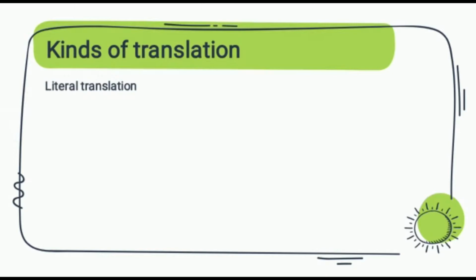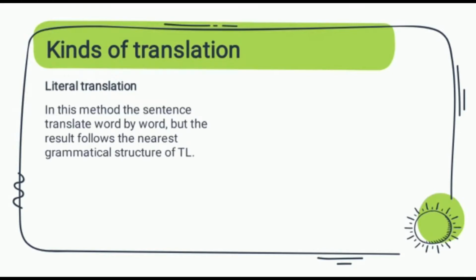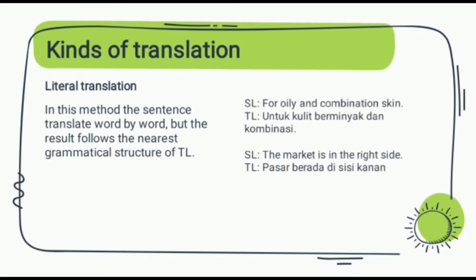Next, literal translation. In this method, the sentence is translated word by word, but the result follows the nearest grammatical structure of the target language. And the example is, for oily and combination skin. If we translate the sentence by using word-for-word translation, then the result will be untuk berminyak dan kombinasi kulit. While in the literal method, the word kulit is placed in front of berminyak and kombinasi. It is following the grammatical structure of bahasa.